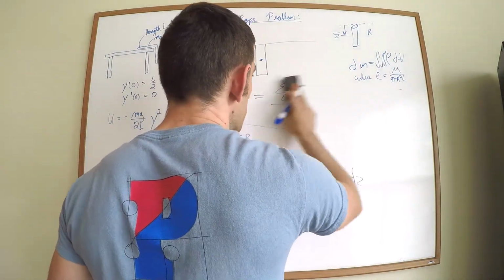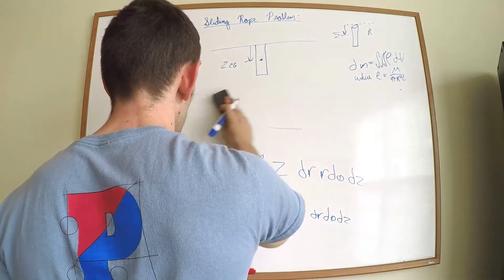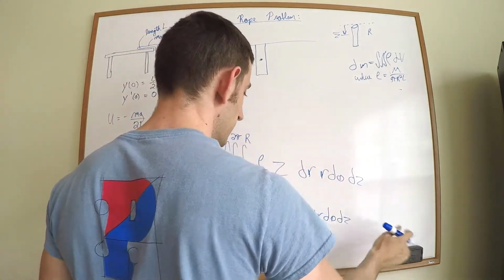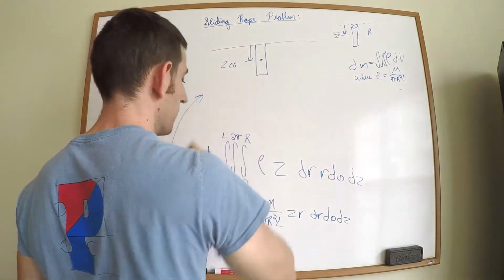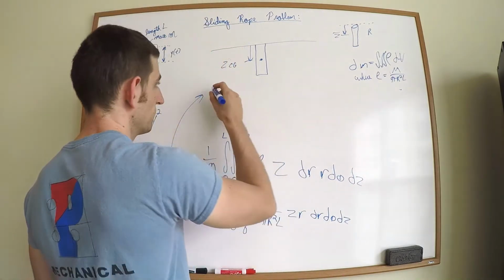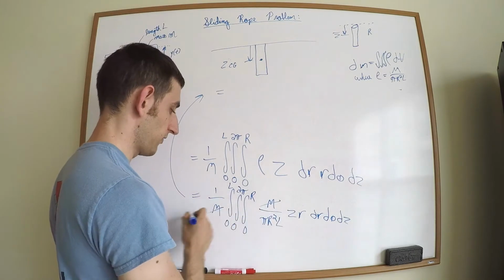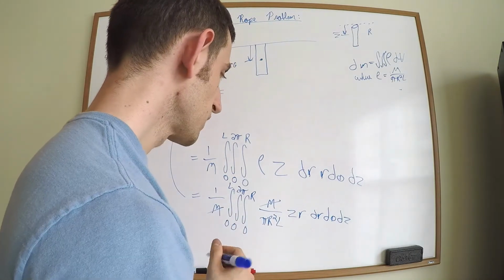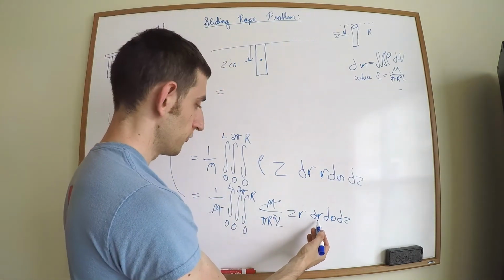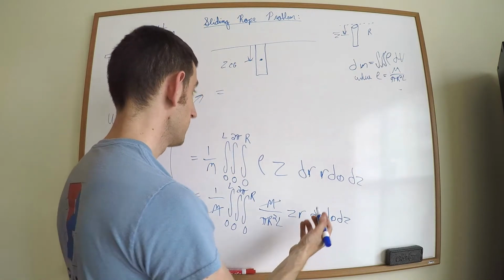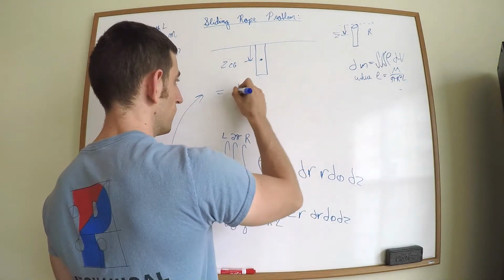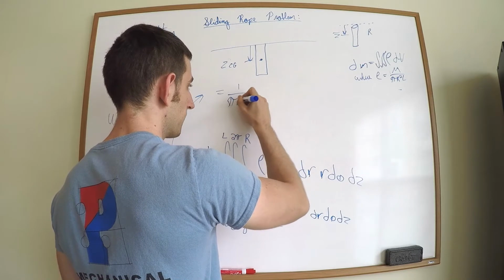So once we get some board space, I'm going to continue this up here. This is easy: this guy is going to cancel with that guy. Well, the r becomes r squared over 2. So we get, I'll just pull the constants out.